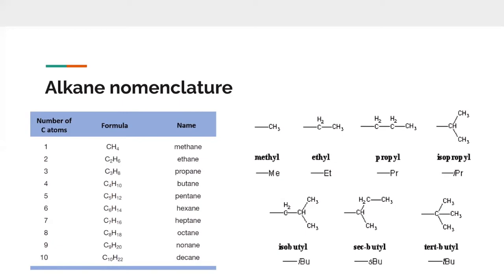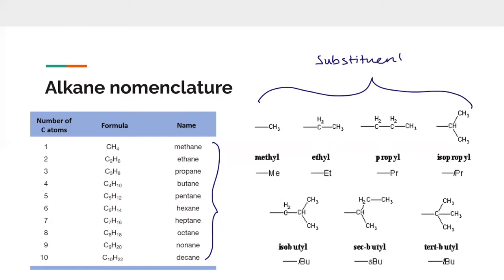Alkanes typically consist of a parent chain or a main chain and some side chains. The main chains are shown in this table right here, and depending on the length of the chain, you give the molecule a different name. These right here are the substituents.